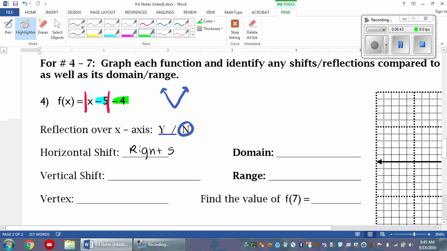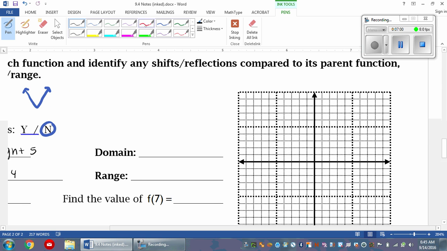This -4 means it's down 4. To put it all together, if I go right 5, I'm at +5, down 4, I'm at -4. Again, we'll do the domain analysis after we graph. The first thing I do is graph that vertex of 5, -4. So 5, -4. And now I'm just going to remember my pattern.